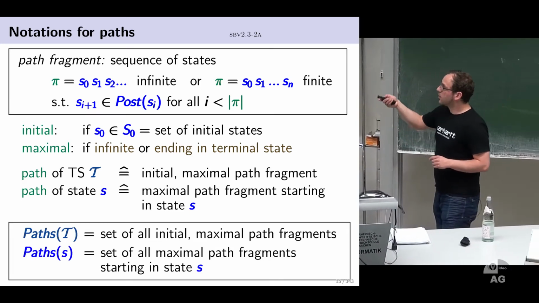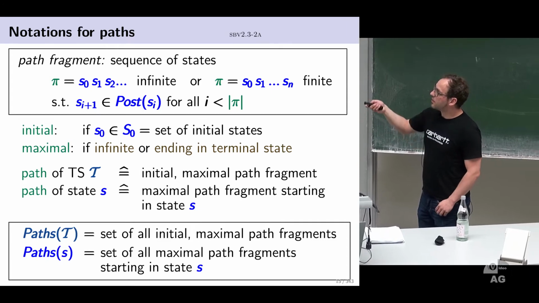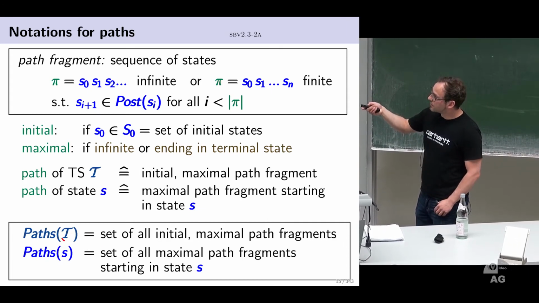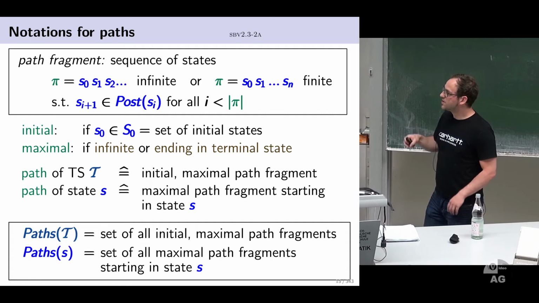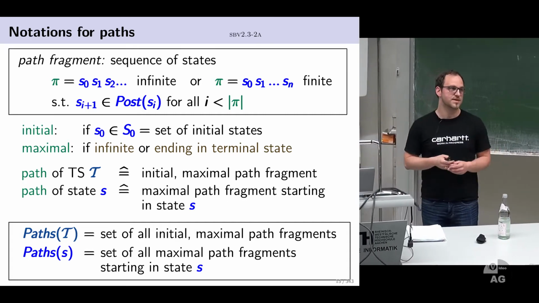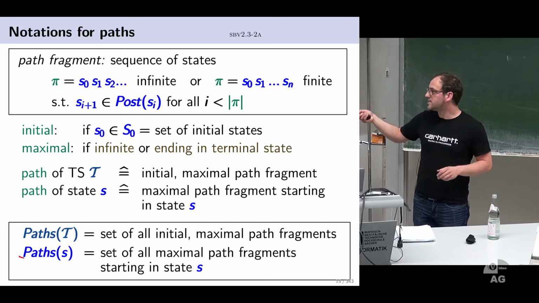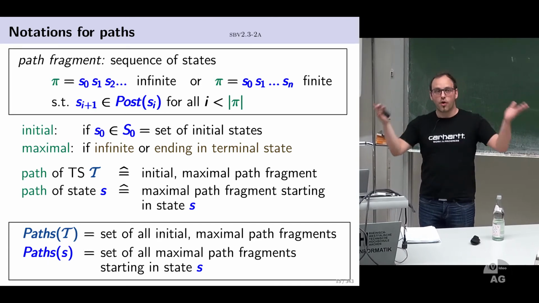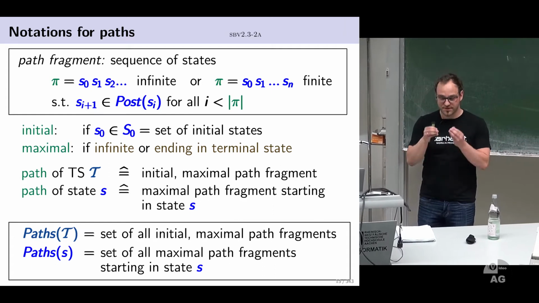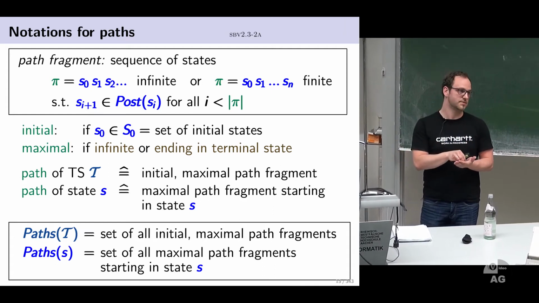And we're going to use these notions a lot. So Paths(T), for T being a transition system, just denotes the set of all paths that are possible in a transition system. And likewise, Paths(S) denotes the set of all paths that are possible starting from some given state S in the transition system.